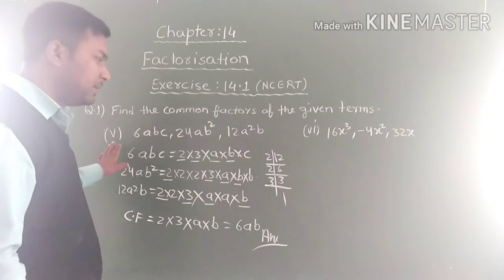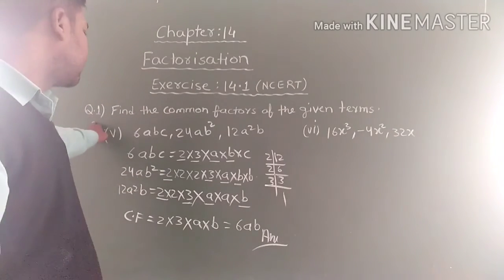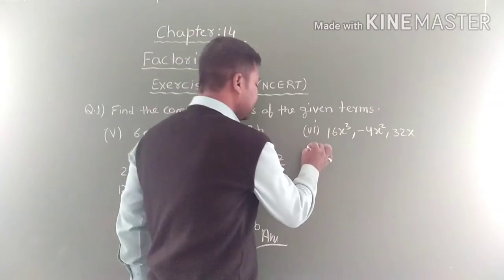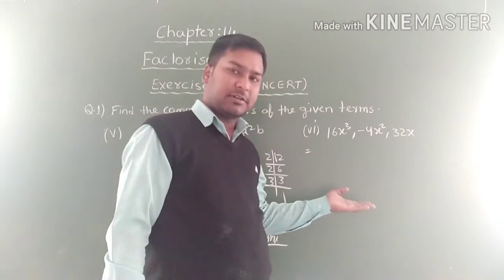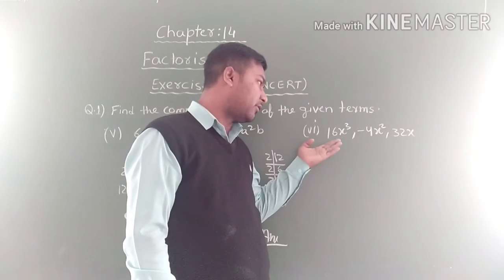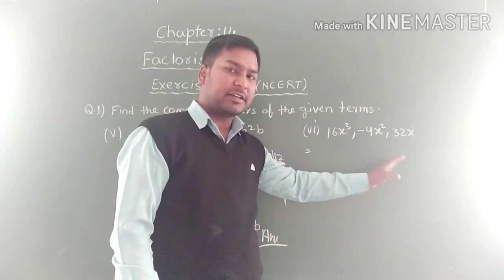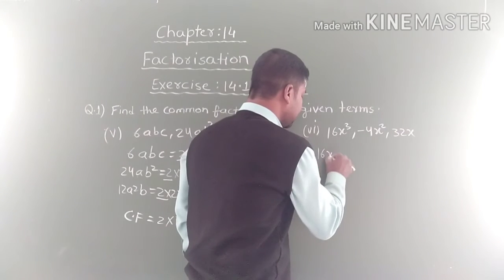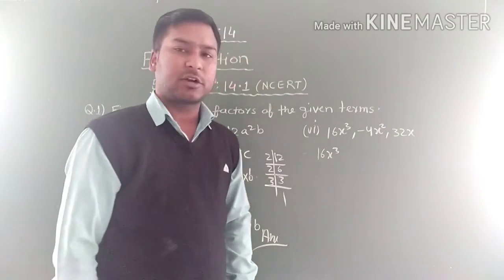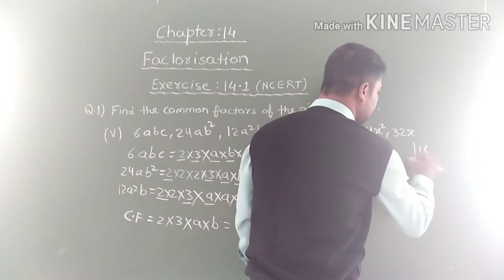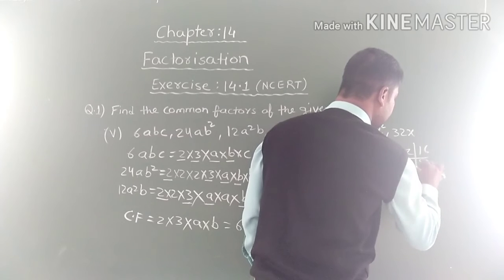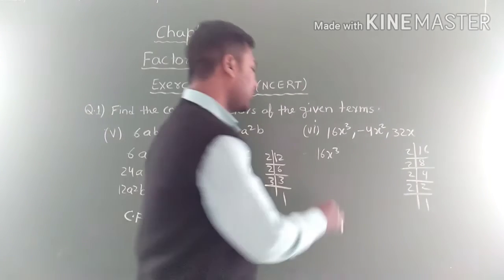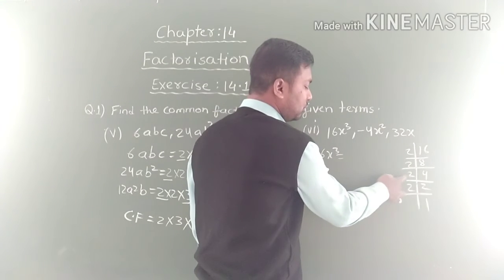So this was the complete explanation of question number 5, the fifth part. Next one is question number 6. Again the same process we have to apply. First of all, find the factors of these 3 terms individually. After that, we have to take common and find the common factor. Simply, 16x cube is written here. What is the factor of 16? Just find it here: 2 8s are 16, 2 4s are 8, 2 2s are 4, 2 is 2. So the factor of 16 will be 2 into 2 into 2 into 2.